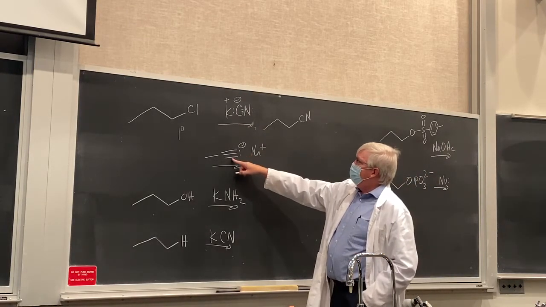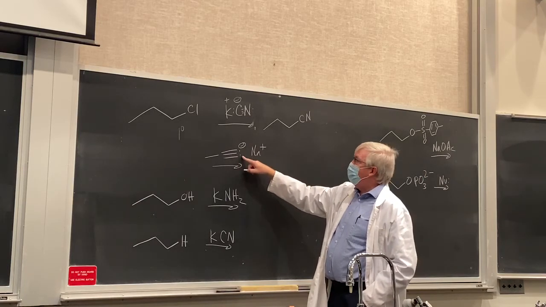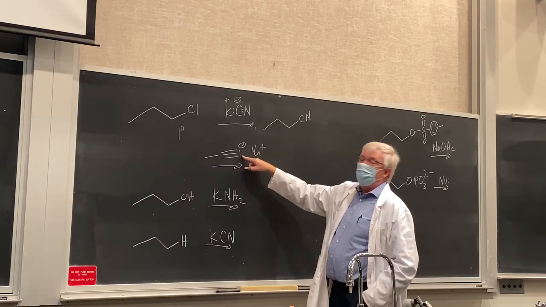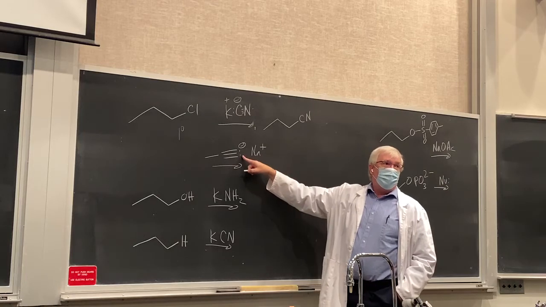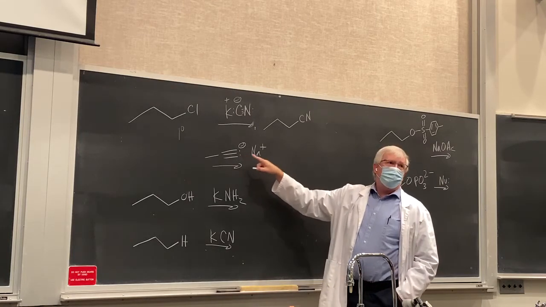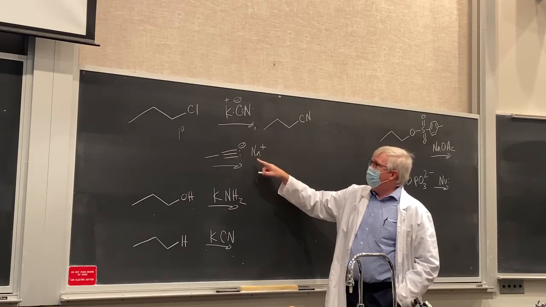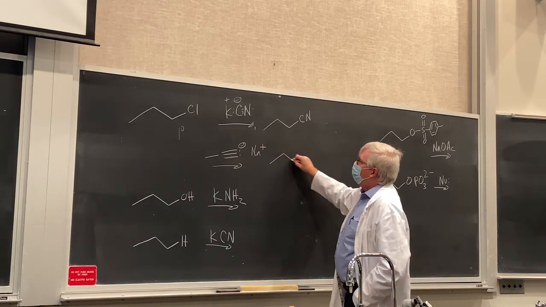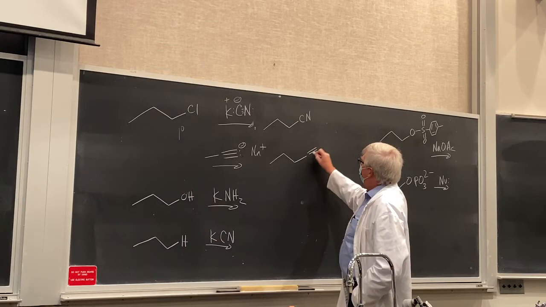This is an acetylene anion, triple bond, and we've deprotonated. We've taken the proton on this end carbon, the acetylene, off. And this is a sodium salt of that. These can be made, okay? And if we react that with this propyl chloride, what do we get?